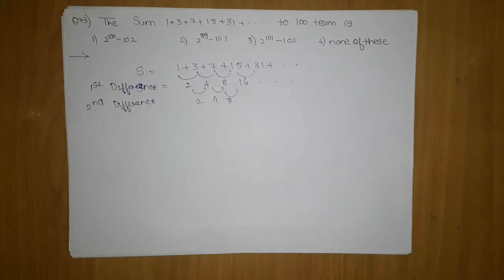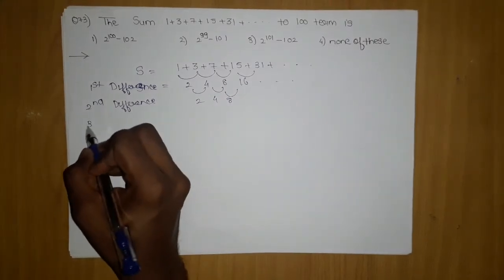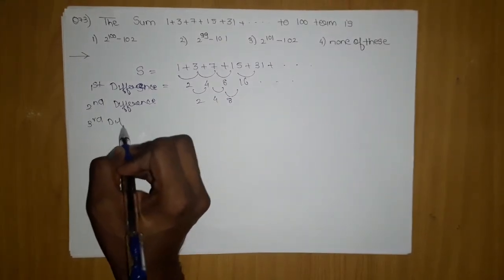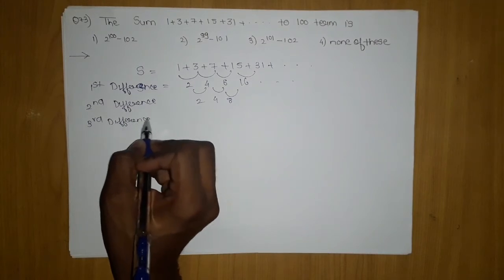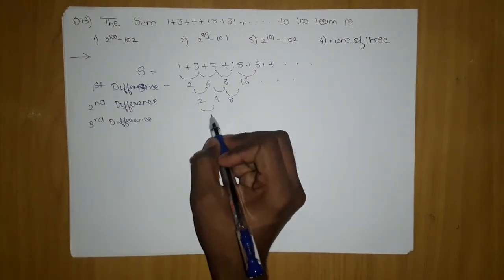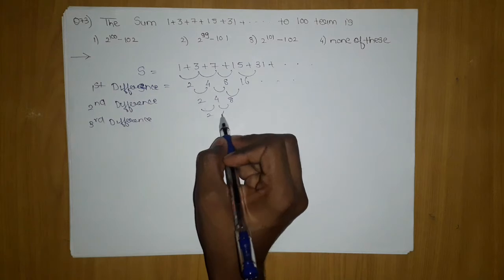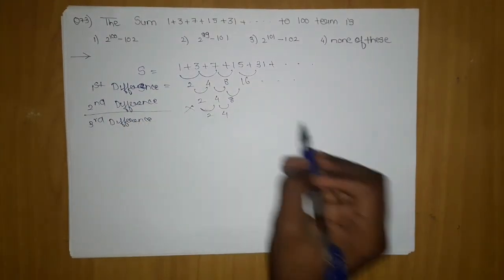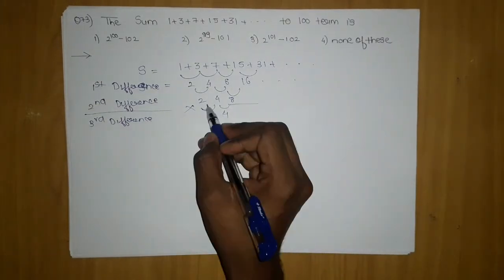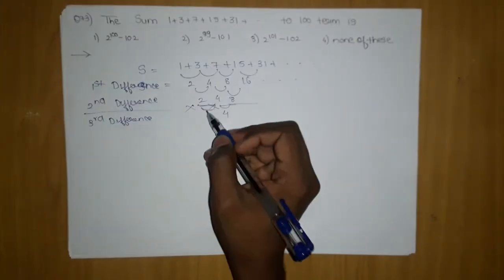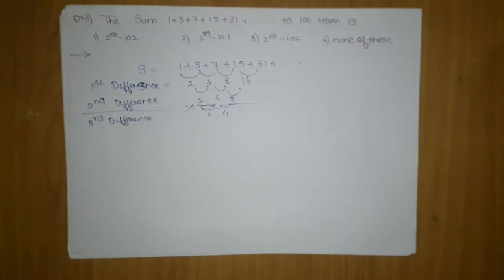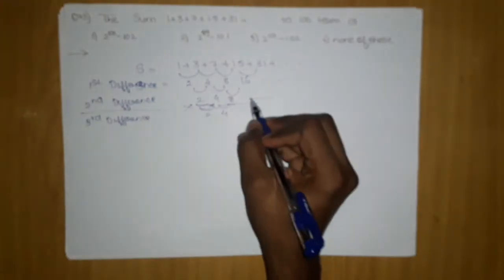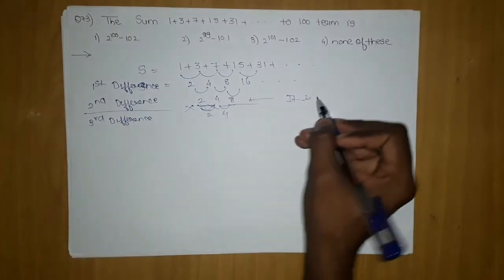We wanted to get the third difference, we will get 4. We will stop here at the second, since we analyzed that it is an AP. No, sorry, it is a GP. Okay, it is a GP.